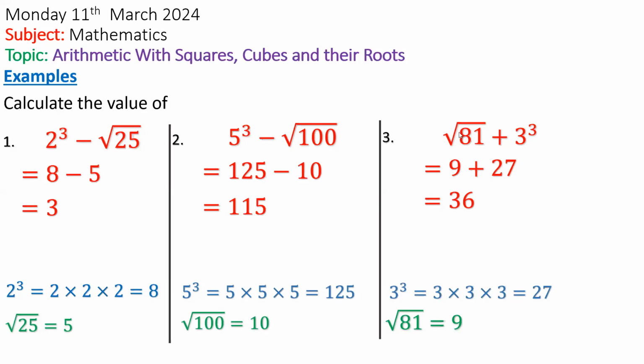Joseph, explain how we got number 3, please. All right, so you say the square root of 81, which is 9. And then you add that to 3 times 3 times 3, which is 27. And then you add 27 with 9, and then you get 36. Very good. You get 36.